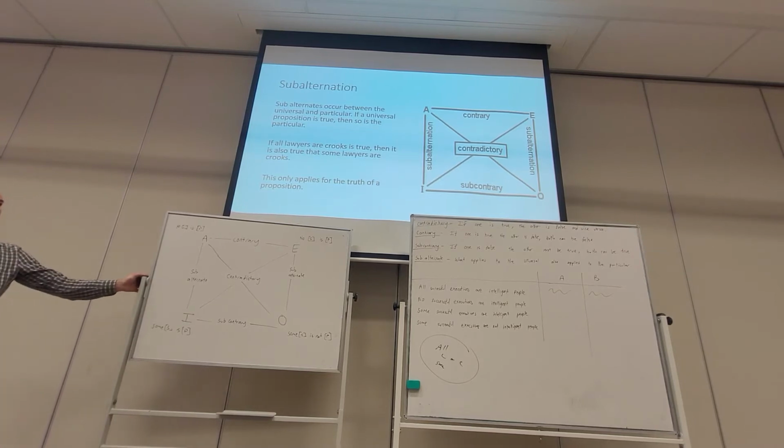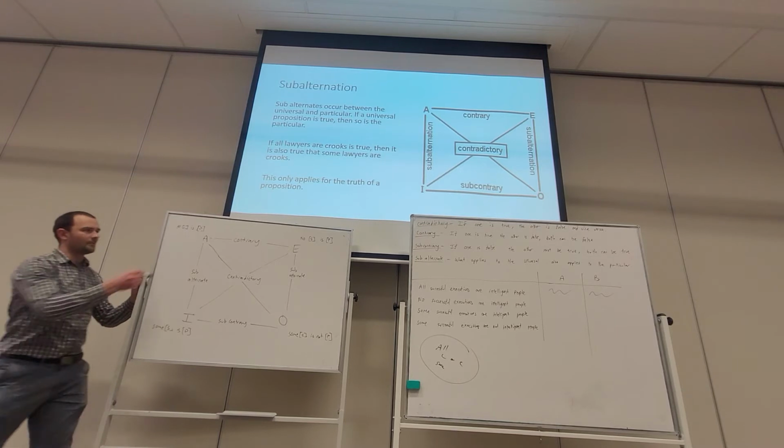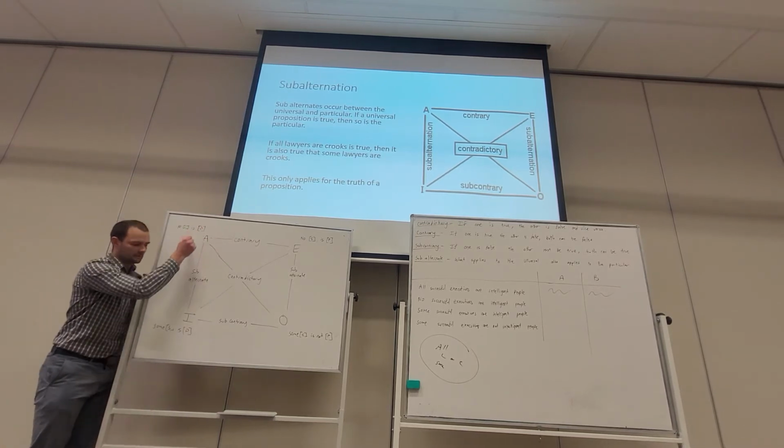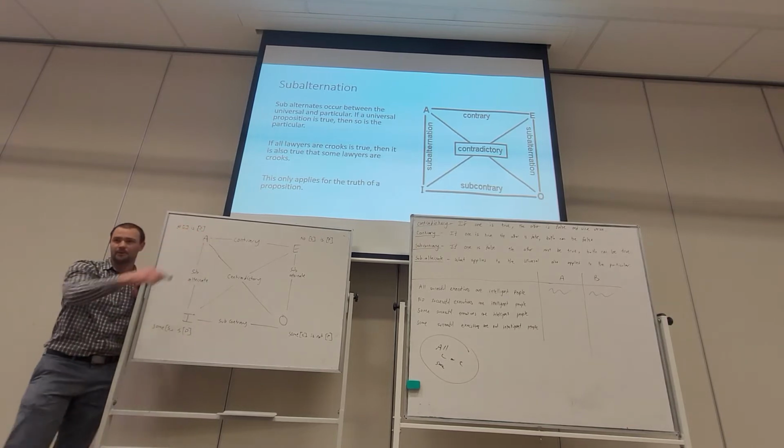That's subalternation. So if A is true, then I is necessarily true. But just be careful with the last one: it only applies for truth. So if A is false, it does not mean that I is false. We don't know the value of I, just given A is false.